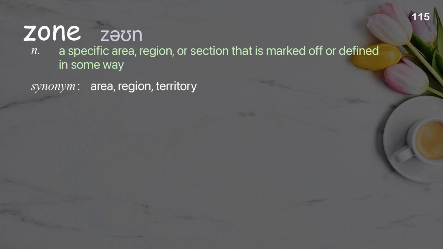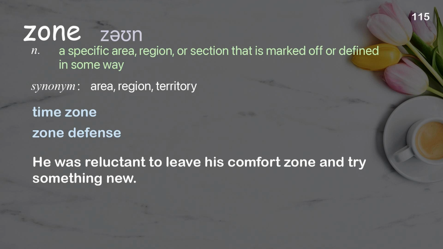Zone: A specific area, region, or section that is marked off or defined in some way. Examples: Time zone. Zone defense. He was reluctant to leave his comfort zone and try something new.